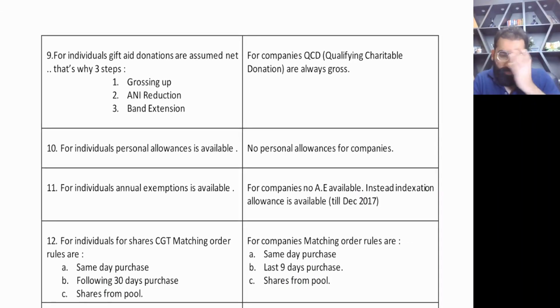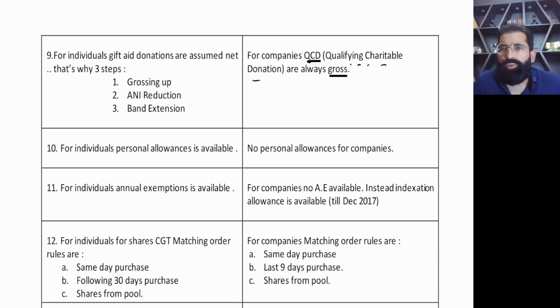Then we have, if an individual is giving a donation to a registered charity, like Gift Aid charities, then we have three steps: grossing up, ANI reduction, and band extension. But for companies, QCD, qualifying charitable donations, are always gross.